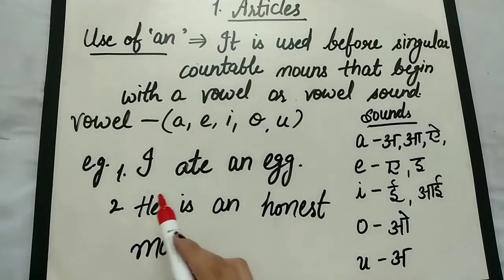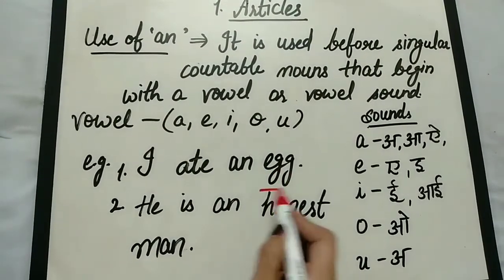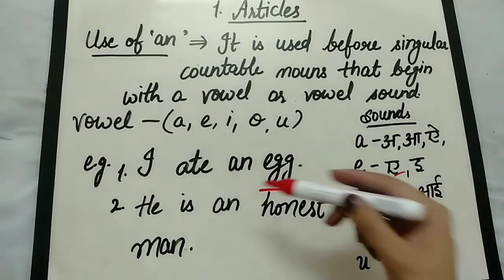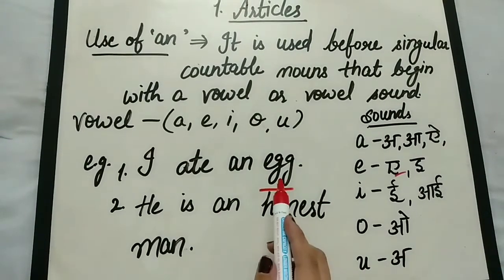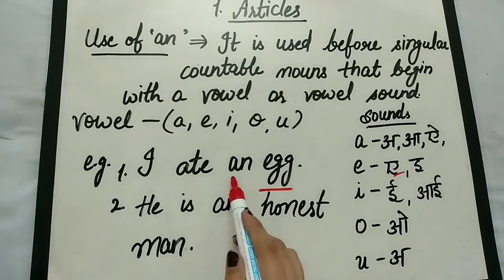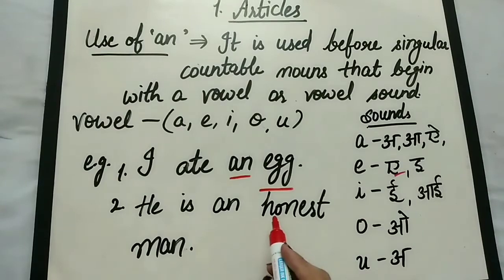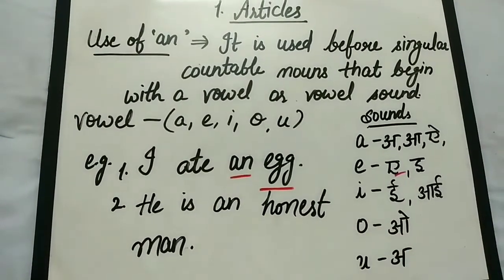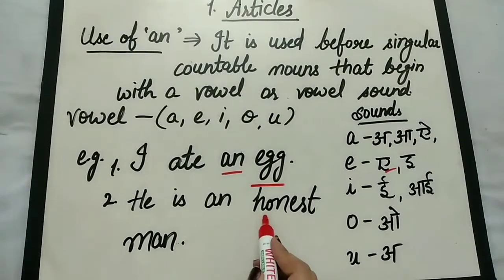Examples are given here. I ate an egg. The noun begins with the sound a, which is a vowel sound. So that's why we have used an here. It is also singular and countable, and we have placed an before this noun. In the second example, he is an honest man.